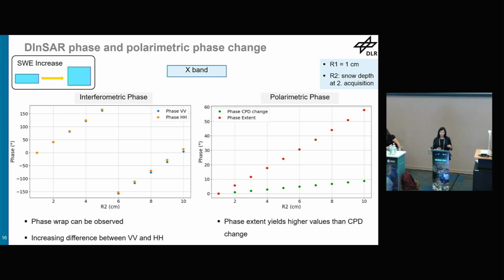In blue and green, you can see the CPD change, which is the difference between the VV and HH channel, and it is increasing. In red, you can see the phase extent, so the width of the coherence region. You can see that the phase extent has higher values than the CPD and therefore higher sensitivity.